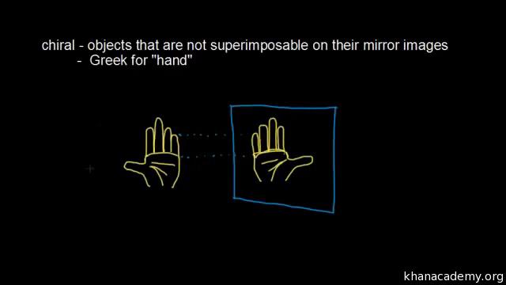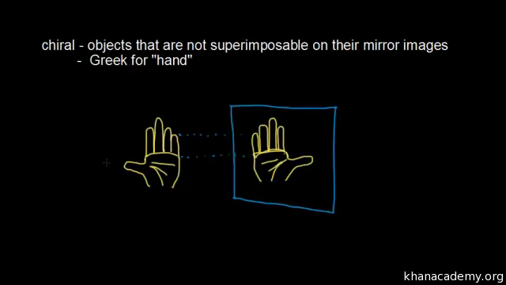Chiral objects are objects that are not superimposable on their mirror images. The word chiral comes from the Greek word for hand. So your hands are examples of chiral objects. So we have our left hand, and if we reflect our left hand in a mirror, we obviously would get our right hand. And if you try to superimpose your right hand on your left hand, you will not get it to work.